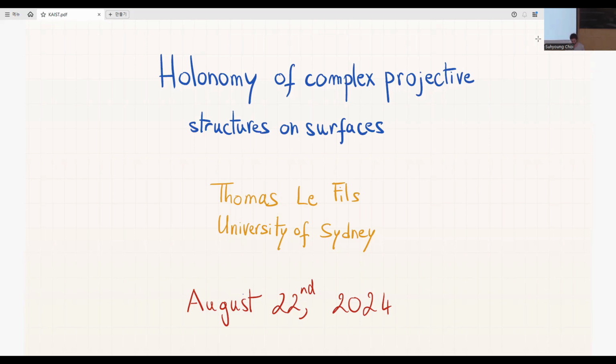Okay, let's get started with the last session of the afternoon. After this talk, we'll also have our group photo. When the talk is over, we'll go out to the hall outside and take it there, or maybe somewhere else. But for our last talk of the day, we have Tamala Feast from the University of Sydney, who will talk about holonomy of complex projective structures on surfaces.